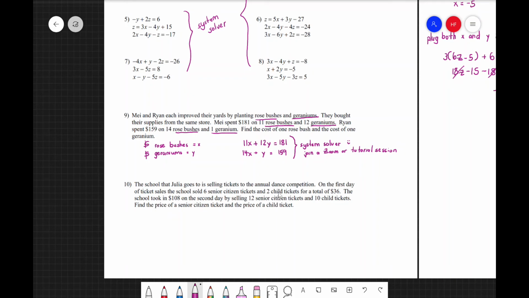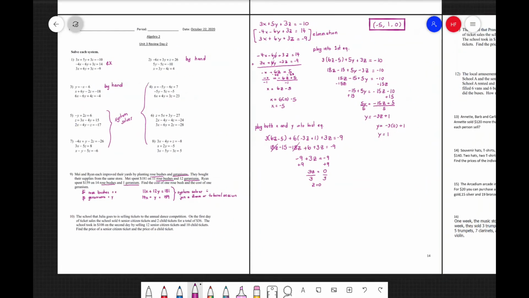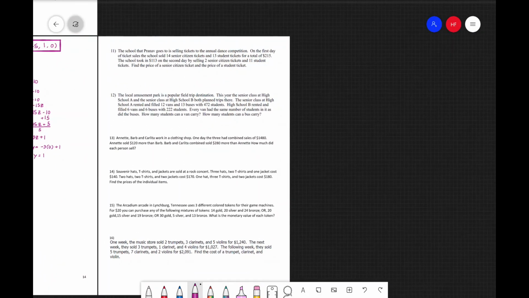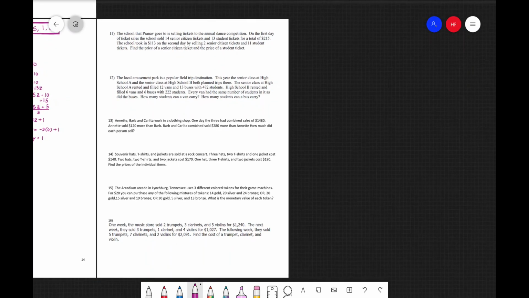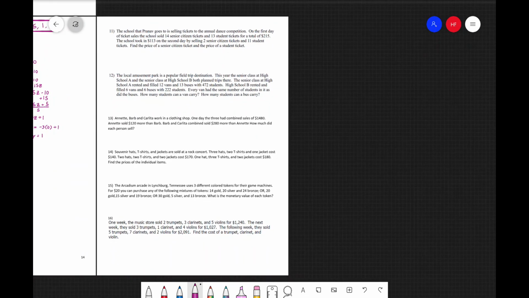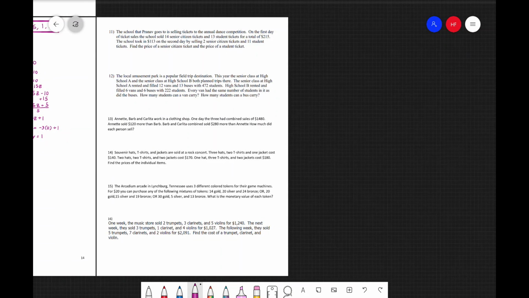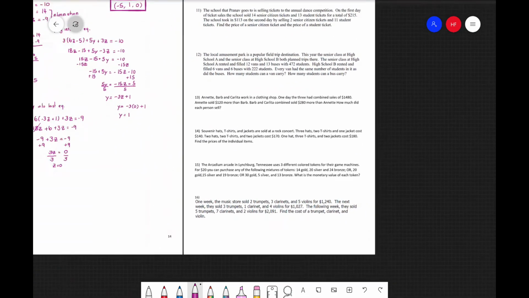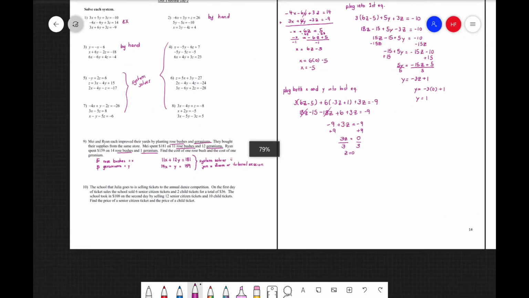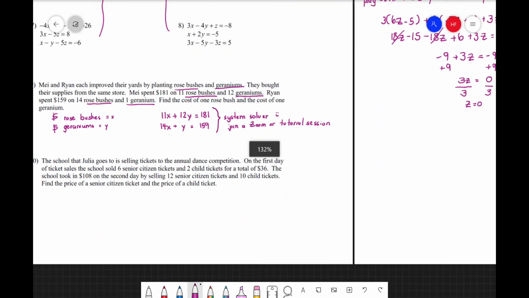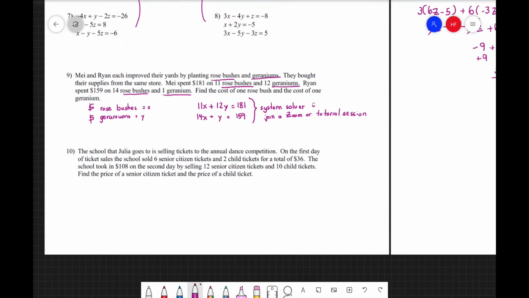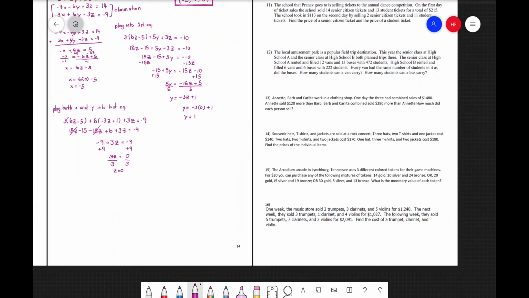So we're going to do another one. I don't want to do another one where it's the cost of something though. Well, it looks like they all are cost of something. So we'll just do the next one and we'll set it up. So the school that Julia goes to is selling tickets to the annual dance competition. On the first day of ticket sales, the school sold 6 senior citizen tickets and 2 child tickets for a total of $36. Okay, that only has 2 variables. Let's see if we have one that has 3.